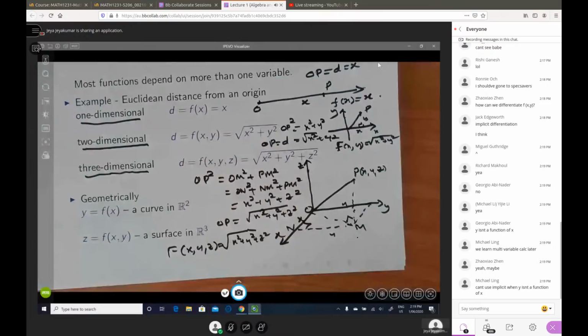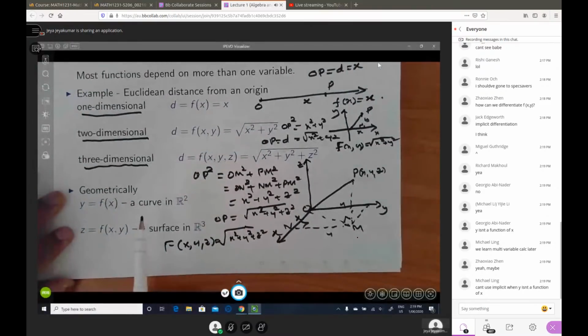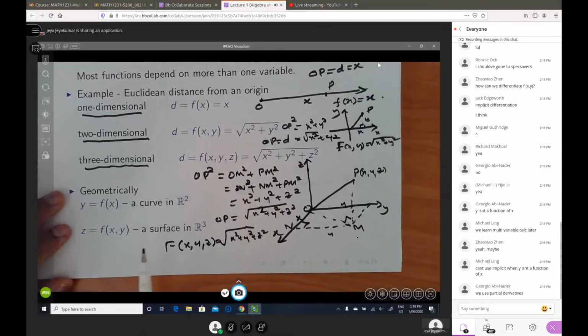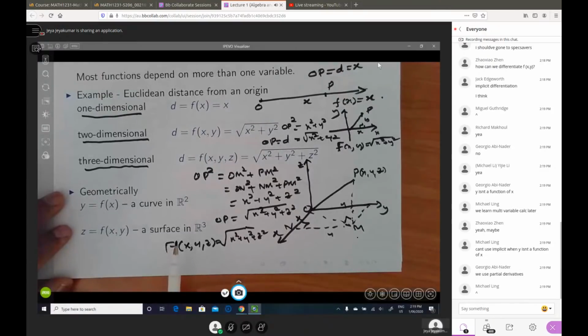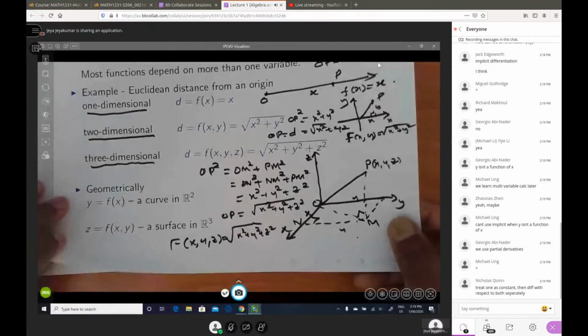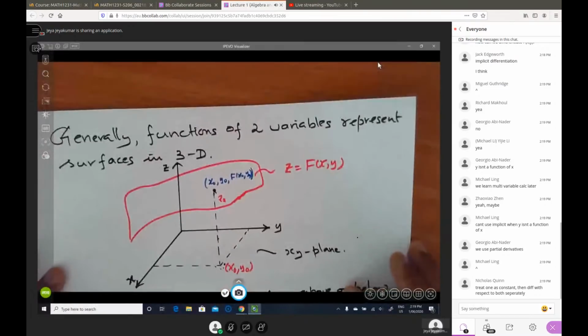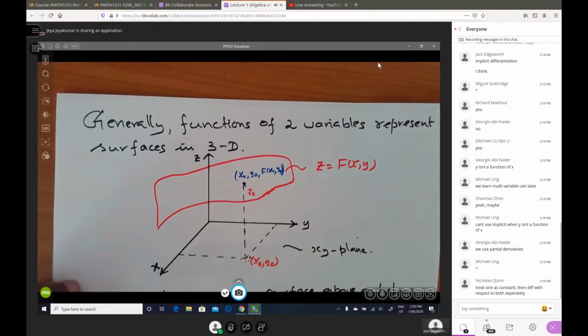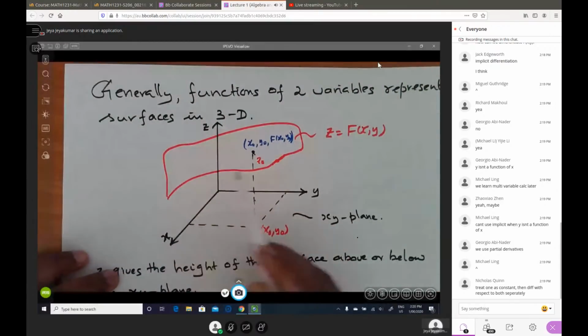Okay, a function of a single variable is easy, y equals f(x), the graph in R2 is a curve. All right, so for a function of two variables, the graph is a surface in R3. Okay, so we want to look at a few examples of how we can sketch simple surfaces. And first, we want to note, generally, a function of two variables represents a surface in 3D. Okay, so the graph of a function of two variables is one dimension higher, that's in three-dimensional space. So, for example, that is the surface z equals f(x, y).